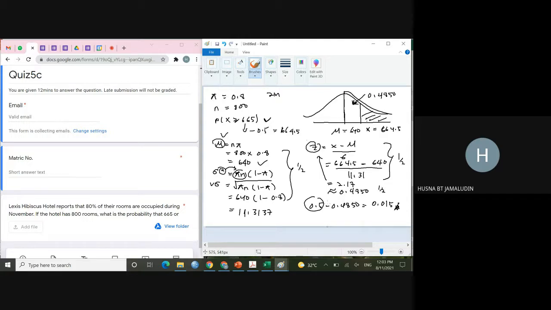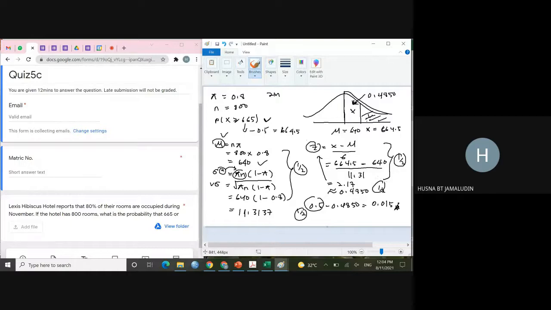But then if you notice that this is not the probability, because we are not talking about this area, we are talking about this shaded area. So you minus with 0.5, and minus with 0.5 will give you another 0.5, 0.5. So in total, you will get 2 marks.